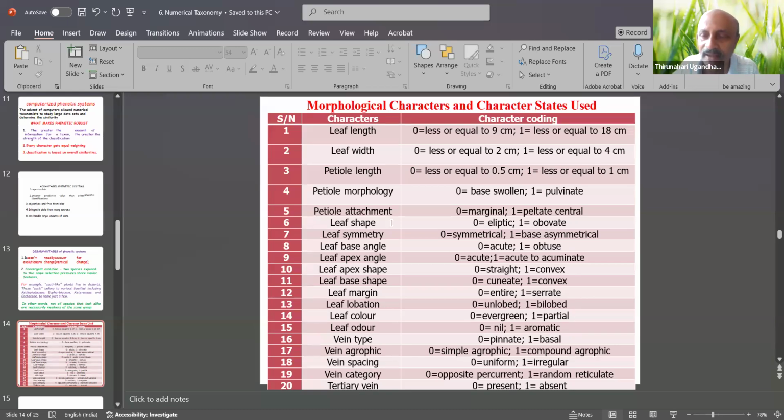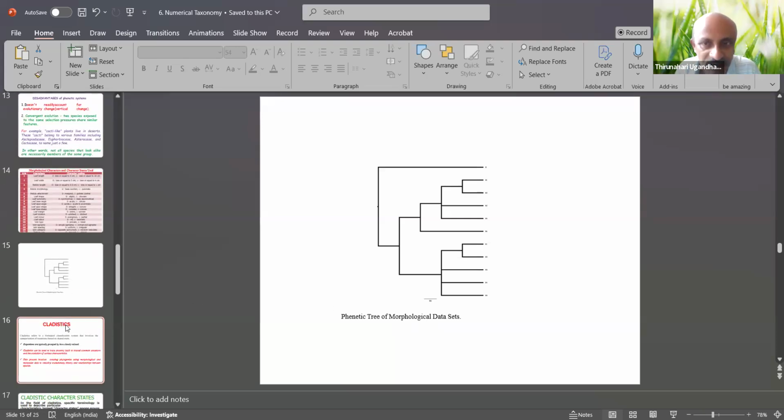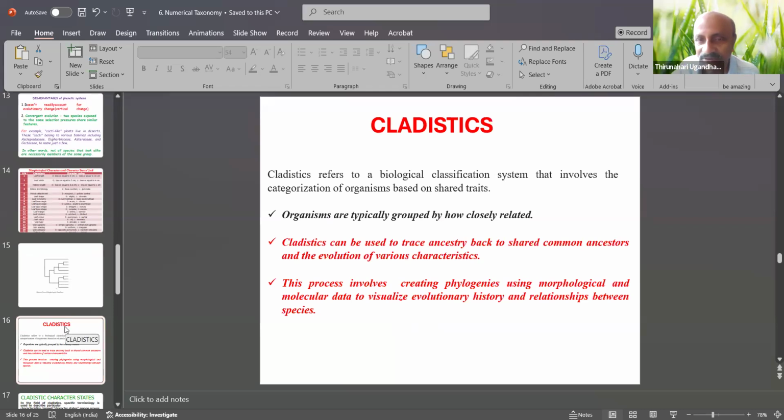Then a few are flower characters. The flower is also one important role for the families. These are phenetic trees of the morphological data. So this is also called cladistics. What is the importance of cladistics? Cladistics refers to the biological classification system that involves the categorization of organisms based on shared traits, which is also one character. Organisms are typically grouped by how close relatives they are.